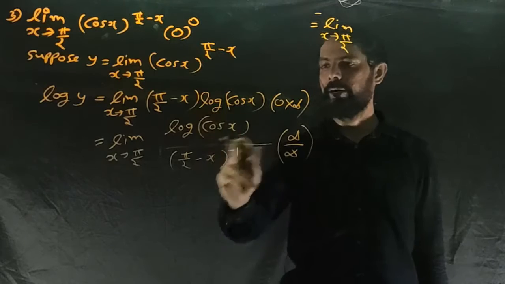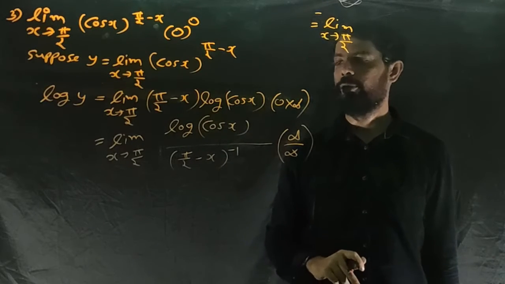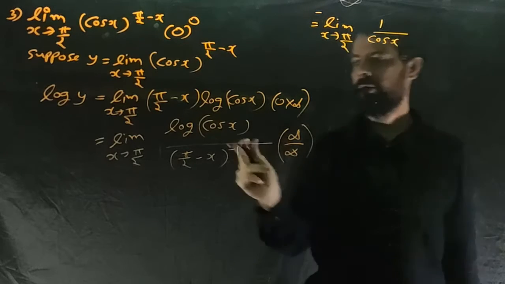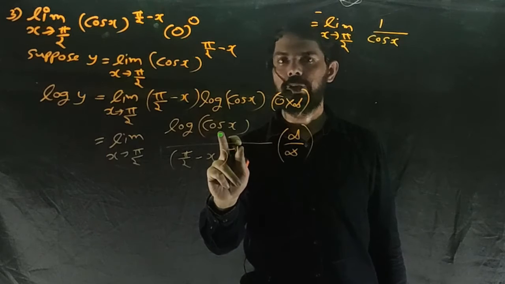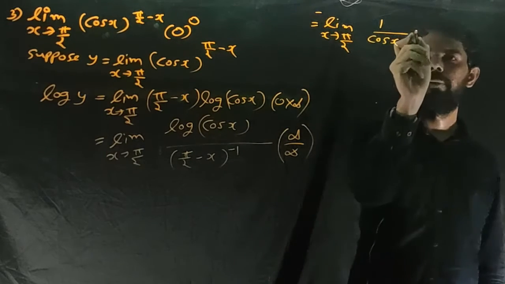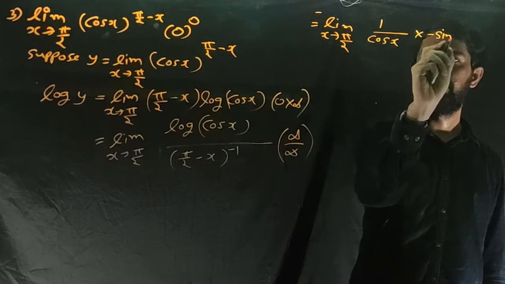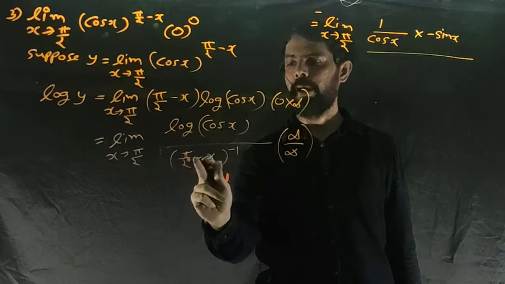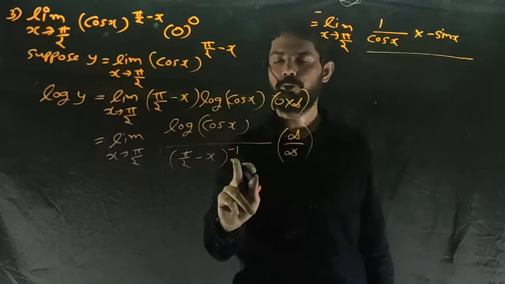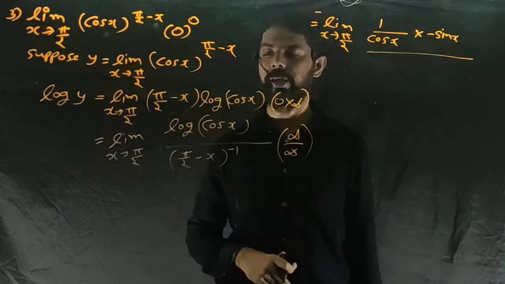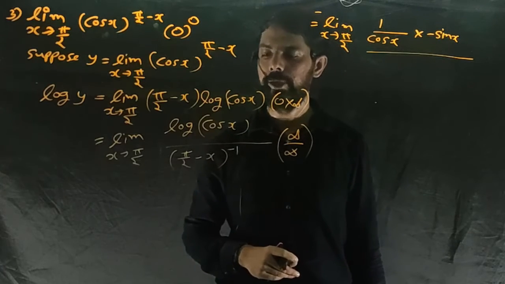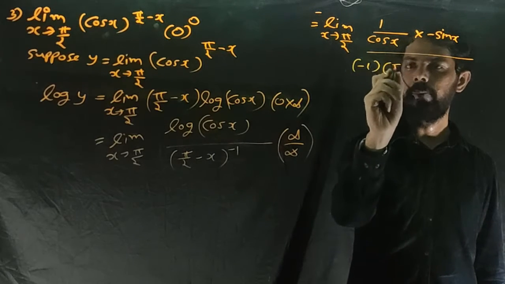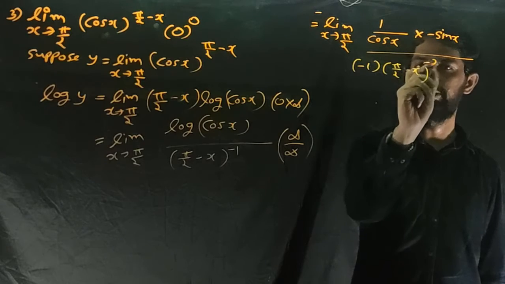So for that, taking the derivative of the numerator, that is log cos x. The derivative of log x is 1 divided by x, so it will be 1 divided by cos x. Then the derivative of the bracket, that is cos x, is minus sin x. Okay, whole divided by the derivative of (pi by 2 minus x) whole raised to minus 1. For that we will use the formula: derivative of x raised to n is n into x raised to n minus 1. So here it will be minus 1 into (pi by 2 minus x) whole raised to minus 2.